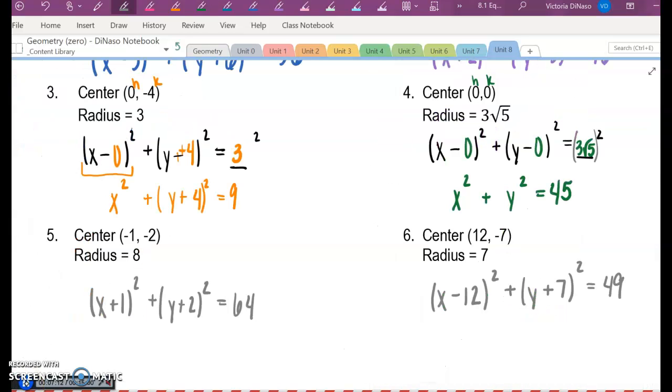All right, so we tried 5 and 6 on our own, and for number 5, you should have gotten (x plus 1) squared plus (y plus 2) squared equals 64, and number 6, we have (x minus 12) squared plus (y plus 7) squared equals 49. The positives and negatives inside of the parentheses matter. If we don't write those correctly, the answer is completely wrong. So that is part of knowing the equation of a circle.